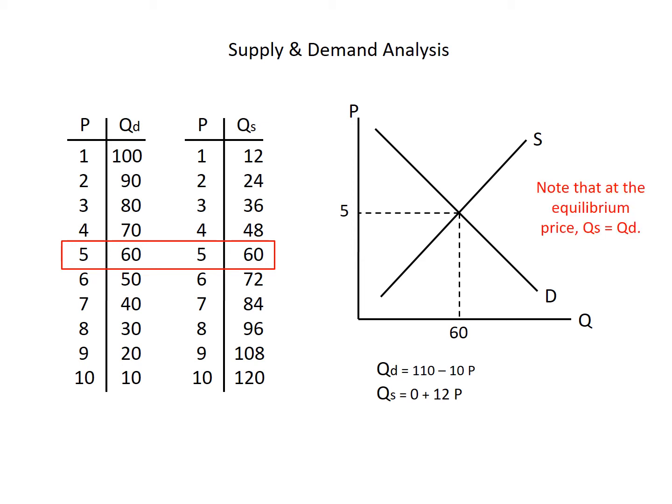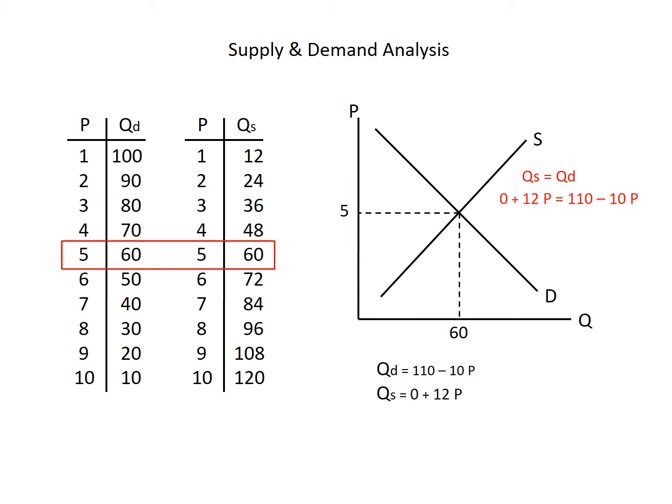Looking at both the schedules and the graph, you can see that the equilibrium price will occur at the point at which quantity supplied is equal to quantity demanded. Now, let's derive equilibrium price and equilibrium quantity exchanged using equations.